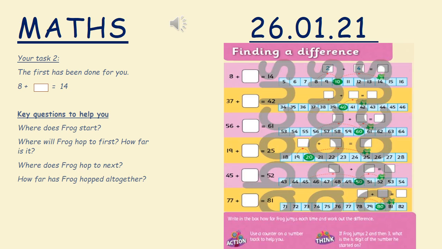Where does frog hop to next? So frog hops from 10 to 14. Okay, he makes 4 hops. So how far has frog hopped all together? Now 2 plus 4 make 6. So altogether, frog has hopped 6 times. So 8 plus 6 equals 14. You put 6 in the box. Okay?